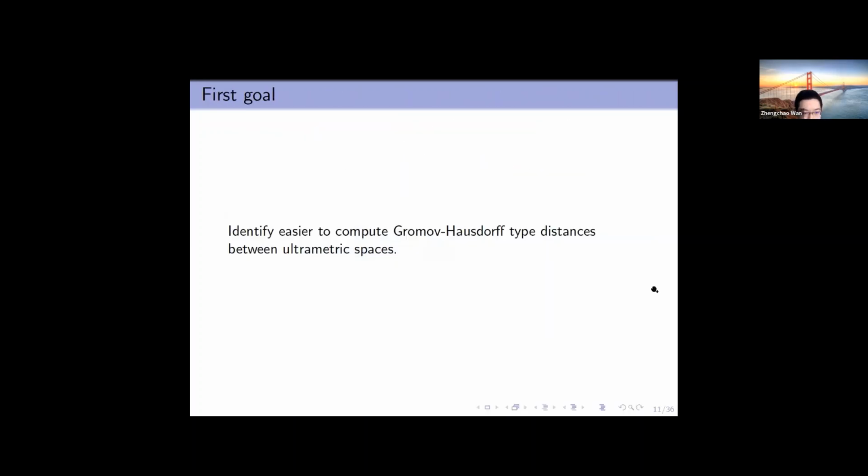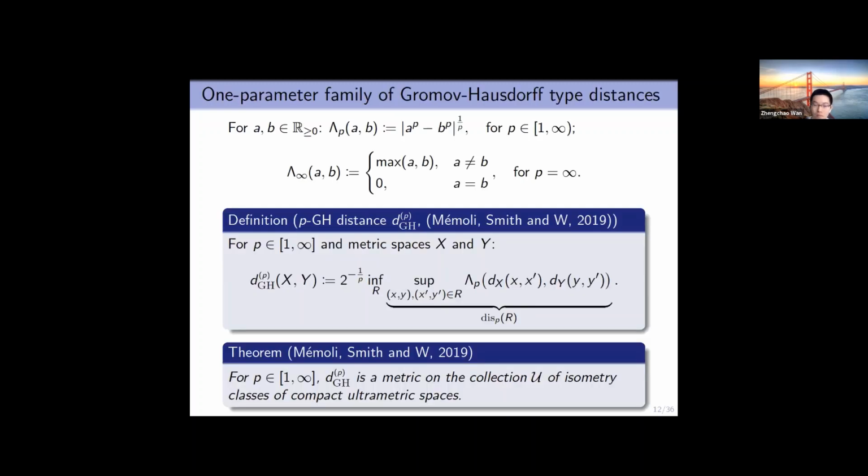Now let's start to talk about the first goal. That is to identify easier to compute Gromov-Hausdorff type distance between ultrametric spaces. Actually, we have identified a one parameter family of Gromov-Hausdorff type distances by replacing the distortion part with the so-called P distortion, and P is a parameter from 1 to infinity.